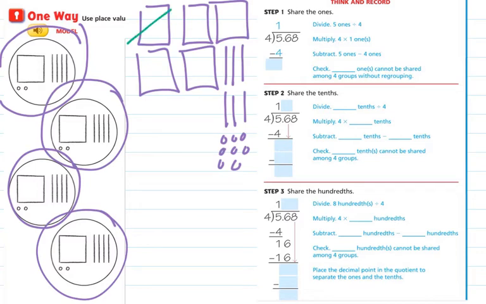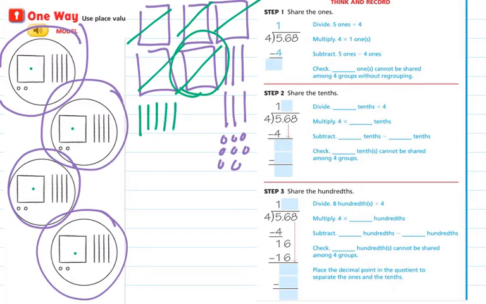So we took 1, we put it where we see this 1. We took another one, put that there. Took another one, put that in that group. Took another one, put that in that group. Boys and girls, we see we could not do that. So what we did was we trade this 1 for 10 tenths. 1, 2, 3, 4, 5, 6, 7, 8, 9, 10.